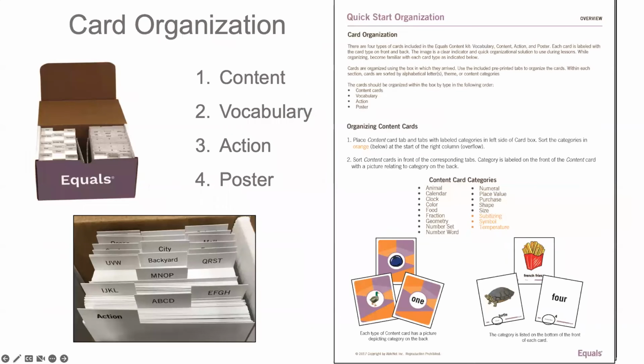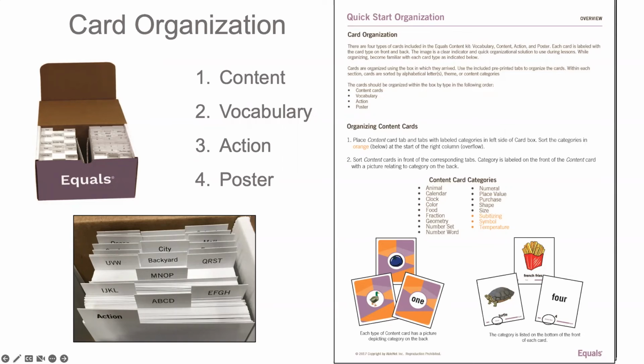Complete your equals material organization by organizing the 4 types of cards within the shipped box. So there are 4 types of cards included in your content kit: content, vocabulary, action, and poster. Each card is labeled with the card type on the front and back. The image on the back is an indicator and a quick organizational solution to use during lessons.